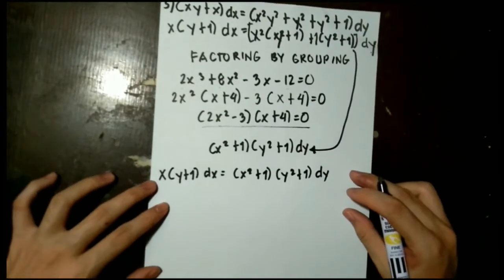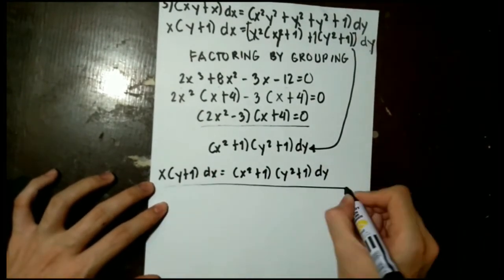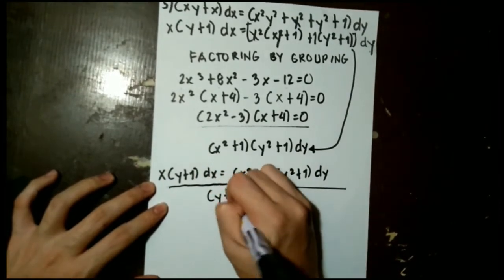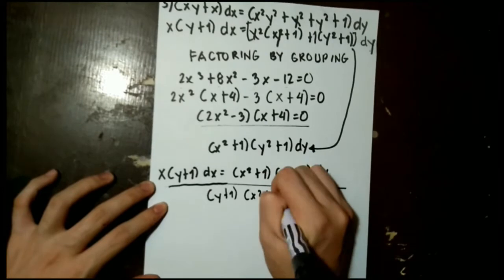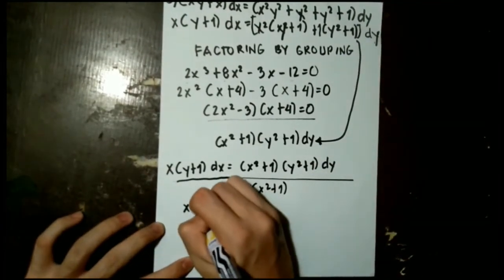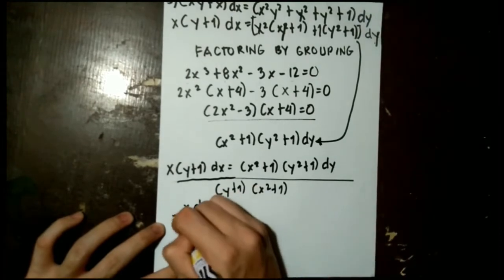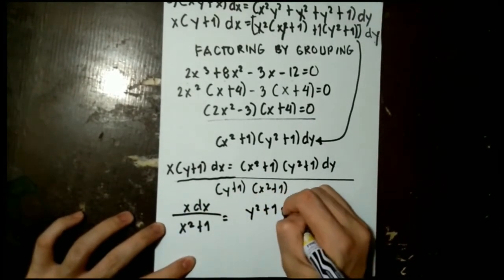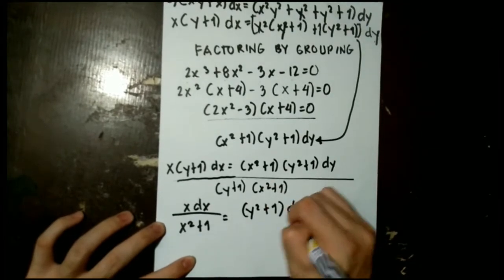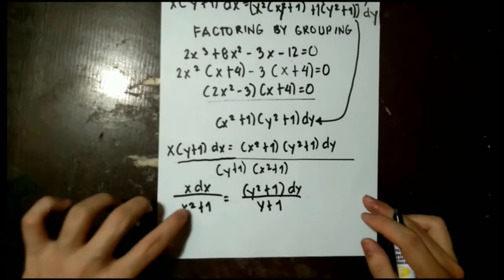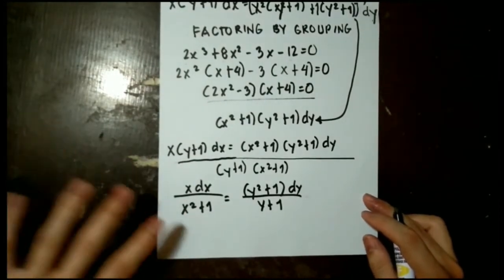So, pwede nating i-divide yung equation by y plus 1 and x squared plus 1. So, ang magiging differential equation natin ngayon is x dx over x squared plus 1 is equal to y squared plus 1 dy over y plus 1. So, dito muna natin, isolve muna natin yung left side.